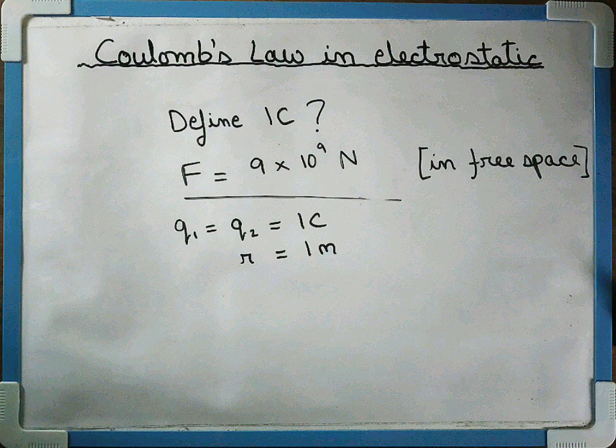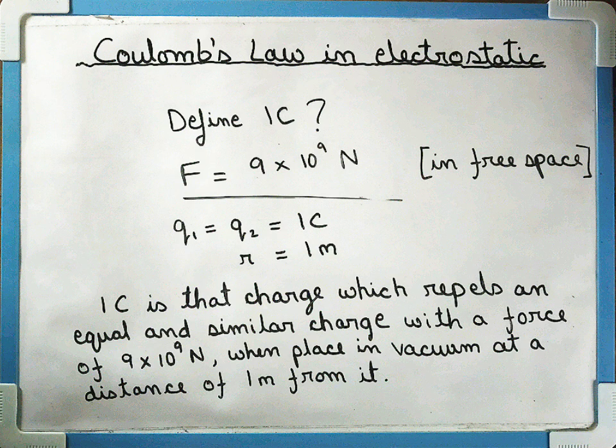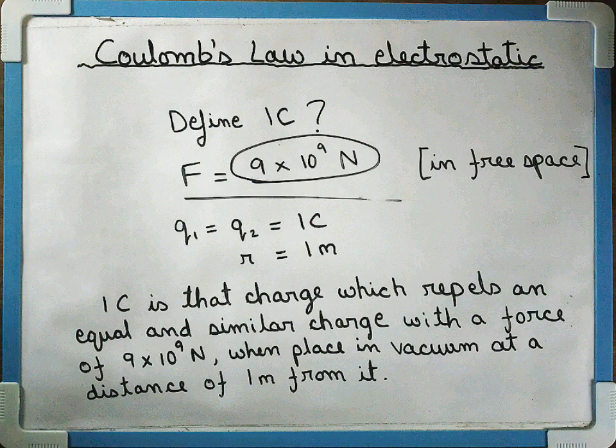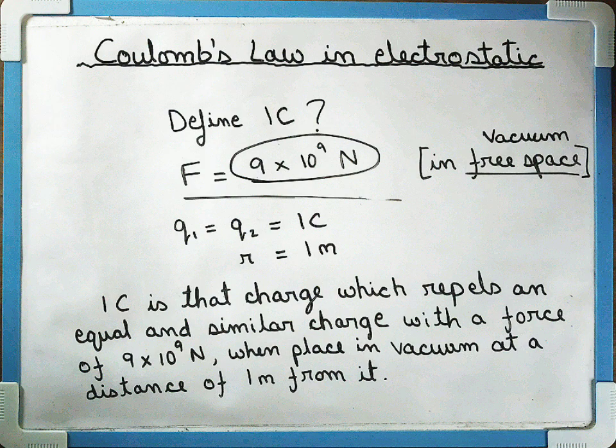Alright, so here we can define 1 Coulomb. How do you define it? 1 Coulomb is that charge which repels an equal and similar charge with a force of 9 into 10 to the power 9 Newton when placed in vacuum or air at a distance of 1 meter from it. That is how you define the unit of charge, 1 Coulomb, by using Coulomb's law in electrostatics.